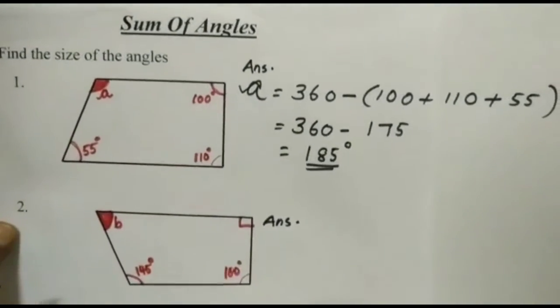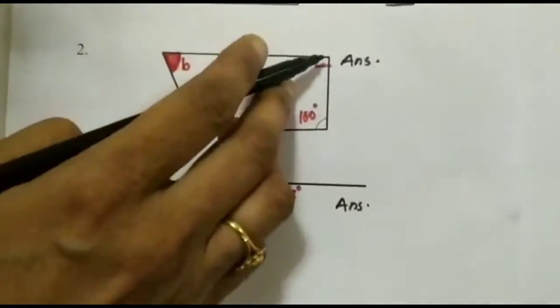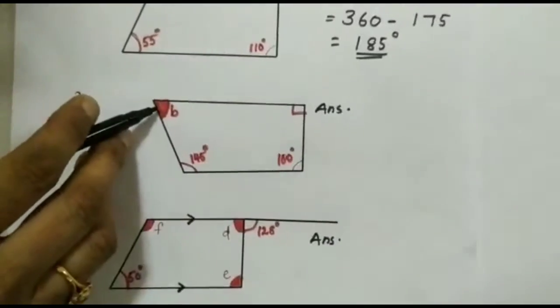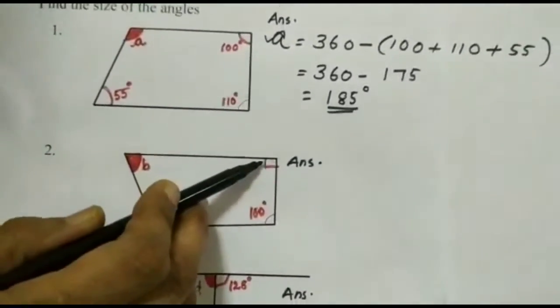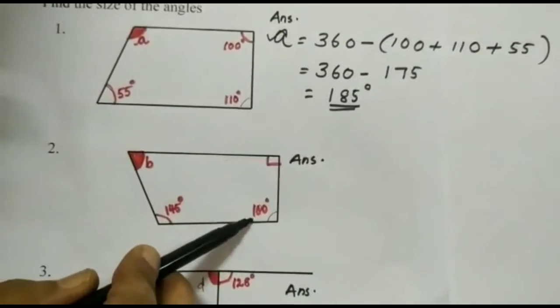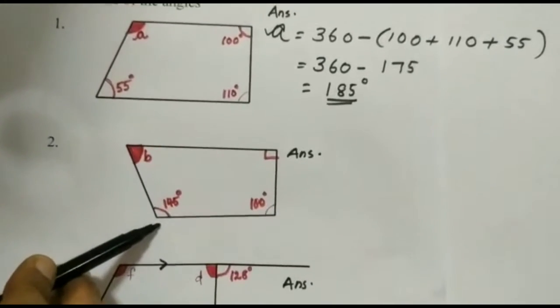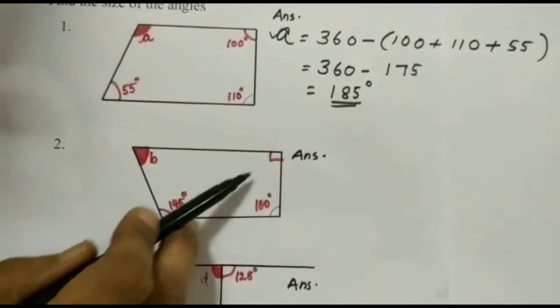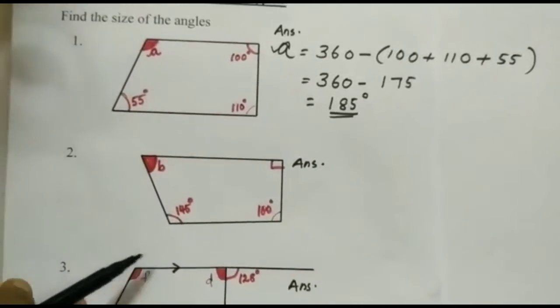Question number 2. See the question carefully. Also a quadrilateral. One angle, angle B, is missing, and another angle, this symbol, means 90 degrees, and another angle given is 100, and here this angle 145 is given. So same like question number 1, three angles are given and you have to find the fourth angle.